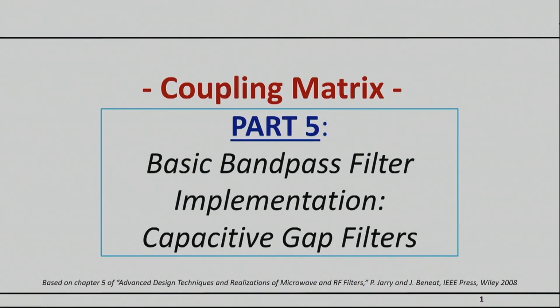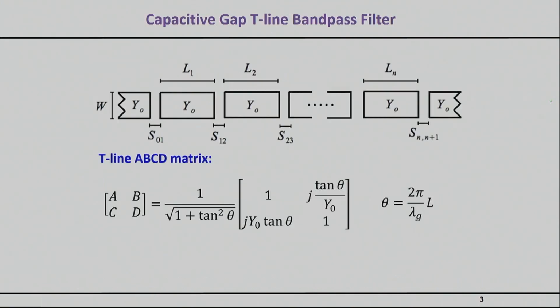Now, in this section, I want to give you our very first step-by-step synthesis approach of our first realistic filter. So we're going to basically learn how to make a bandpass filter based on capacitive gaps that are going to be implementing our coupling sections. And this is really the approach that you have to follow for your design project. So that's the filter I have actually asked you to implement.